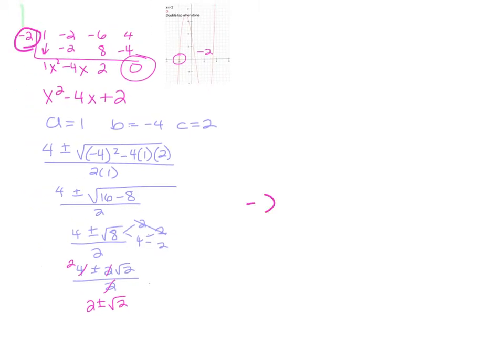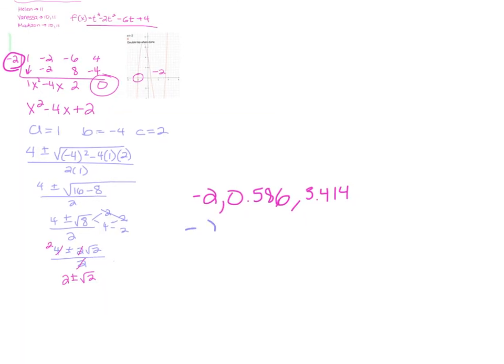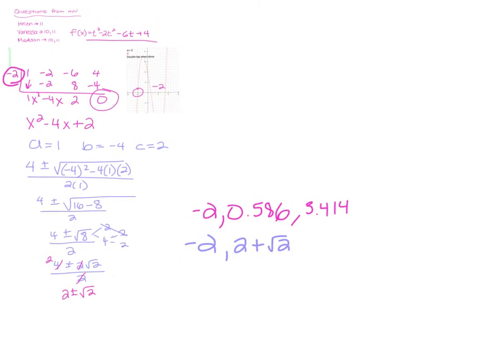So it was negative 2, and then it was 0.586, and then it was 3.414. If you're doing this on the test, if it said to round it, obviously you would do that. If it didn't say to round it, then you would keep it exact as 2 plus and minus root 2. Now the last thing said, use synthetic division to verify your result from part B, which is what we just did. Then factor the polynomial completely. So from here, if I was to list it as real numbers, as exact numbers, it would have been like this.